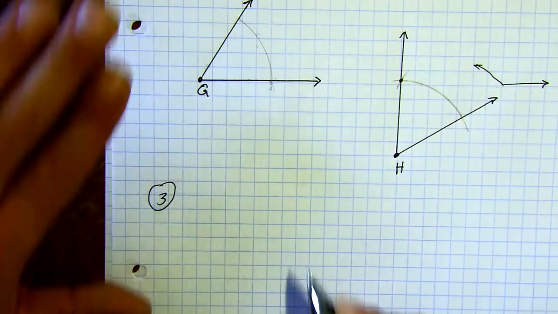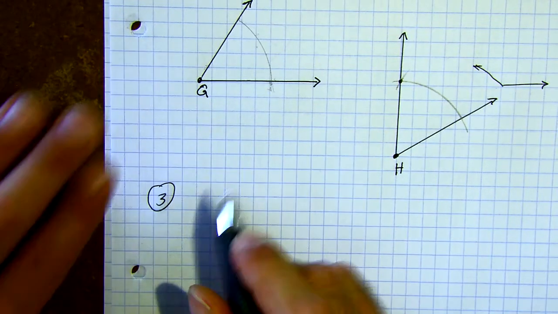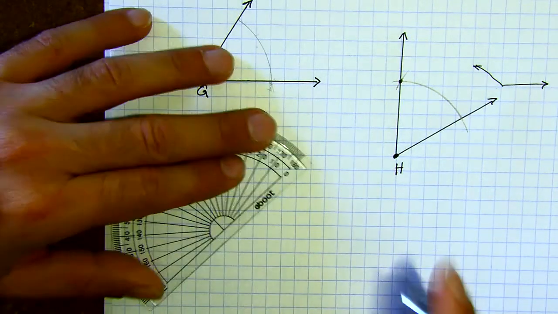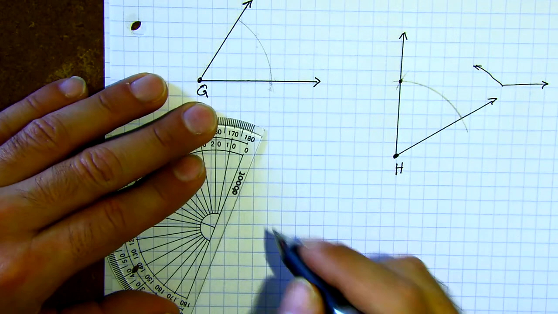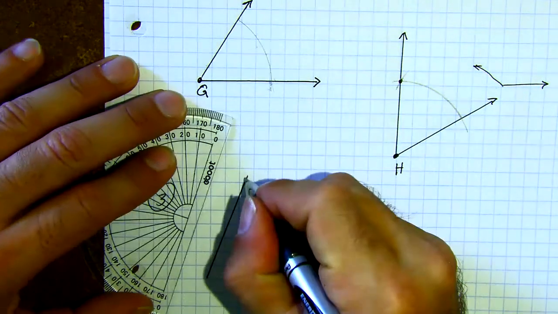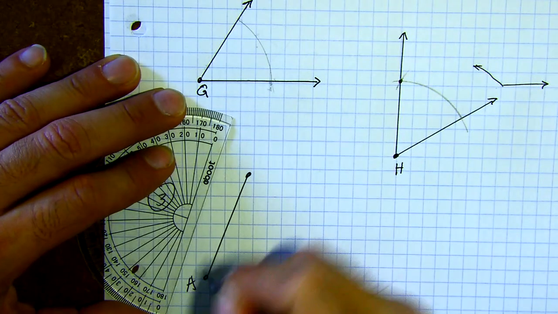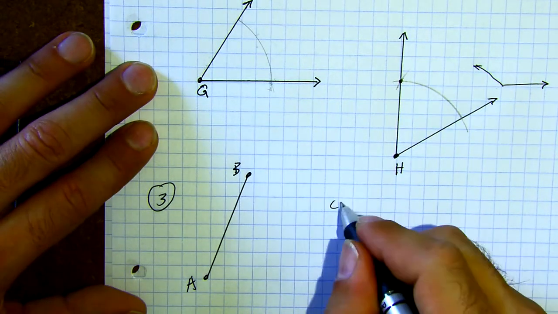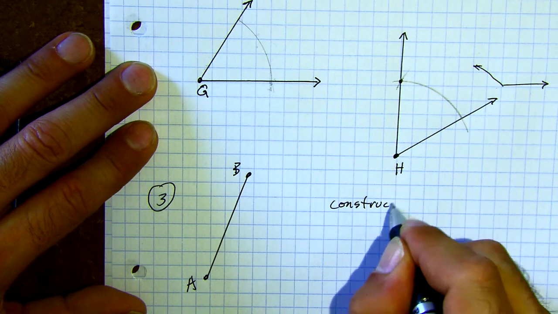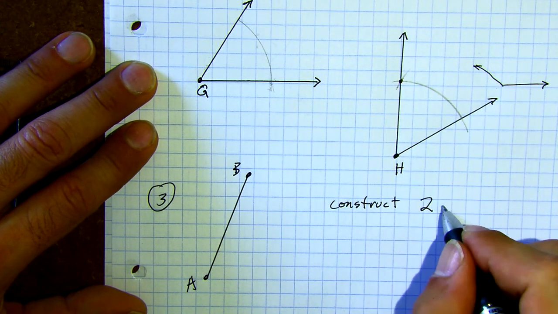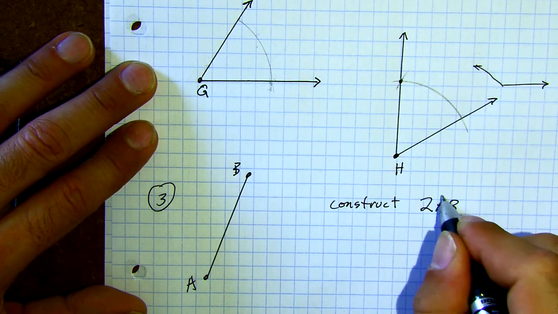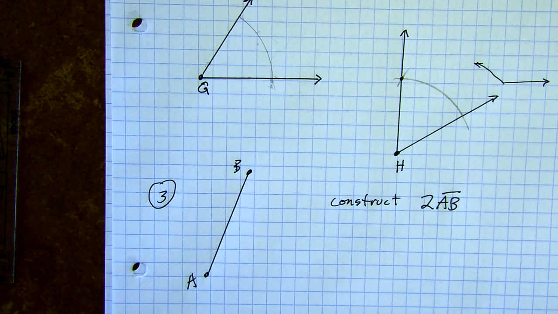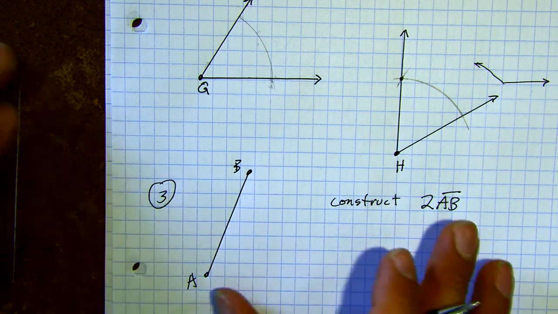Last one. Okay, I want you to get your straight edge and put this one more upright. So make a line segment here. We'll call it AB. So what we need to do is construct 2AB. We're given AB, we got to construct 2AB. And maybe we'll call that CD. It doesn't matter.